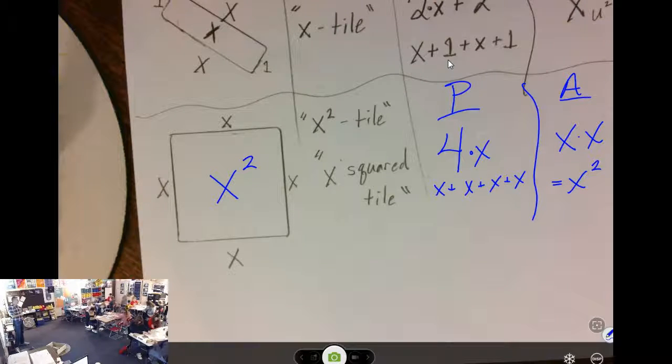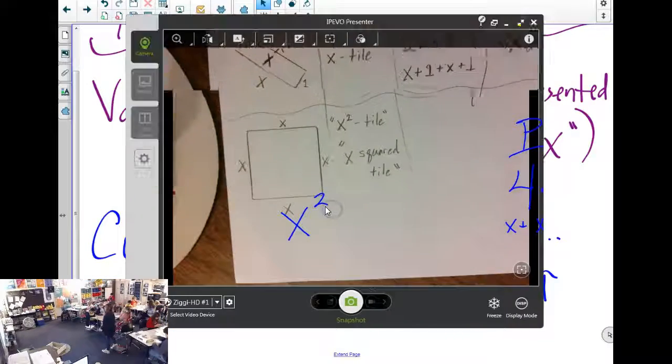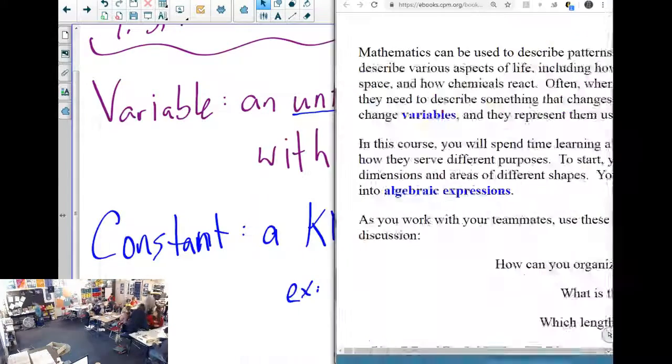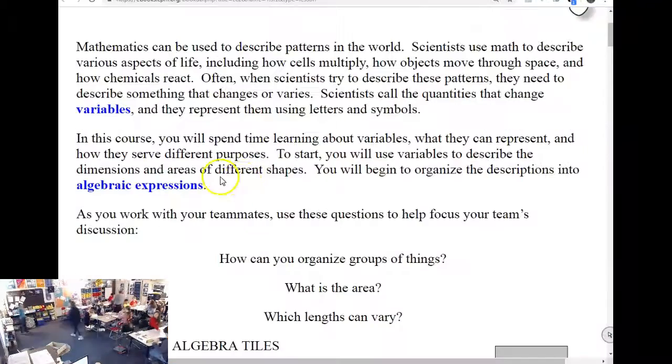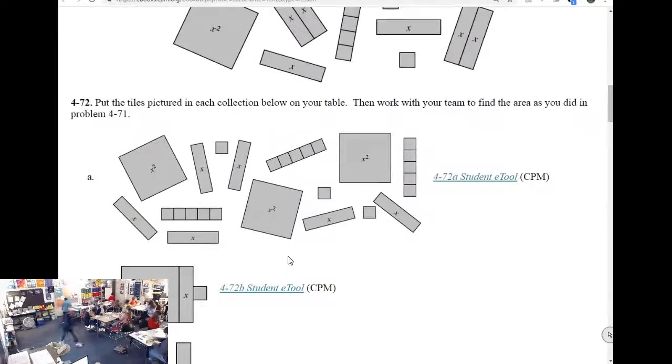Then please put your tiles back in your bag. Hey, please be careful with the one tiles. They get lost really easy. Hang on to them for now. Hey, don't put them away. Don't put them away. No, I didn't say put them away. I just said put them in your bag.